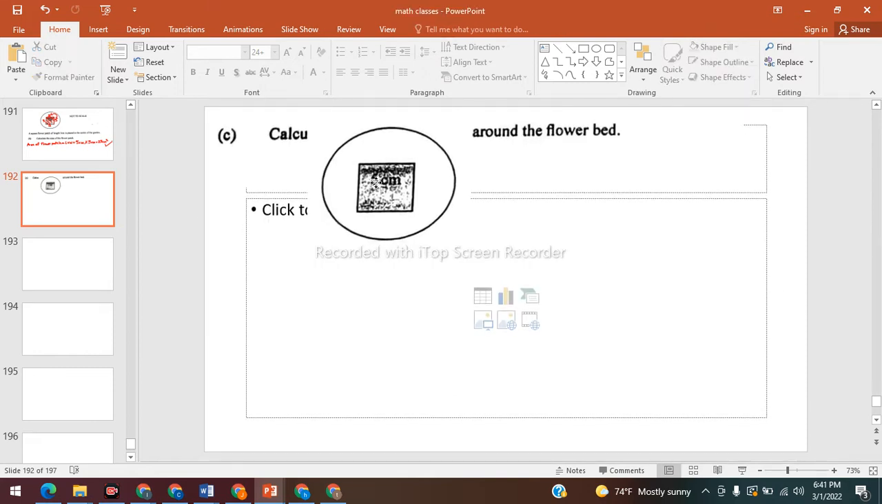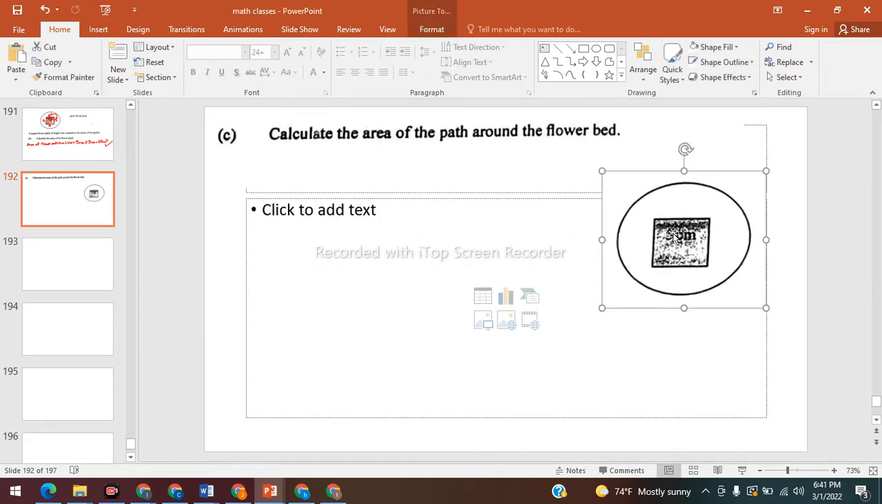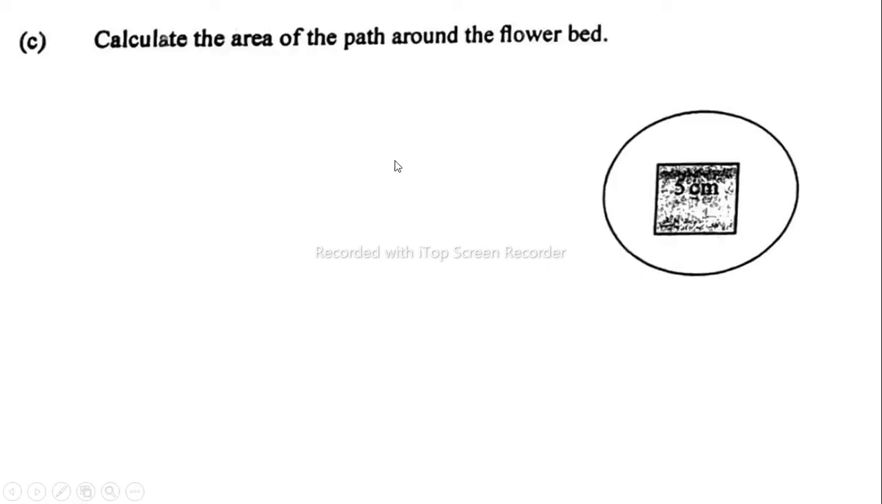So there's the idea. The idea is that we want to figure out the area of the green. They say the area around the flower bed. So the flower bed is this patch right there, but we want to figure out the area around the flower bed. So all of this right now is the area that we're trying to figure out, right? That's the area that we want. We want to figure out what is this?